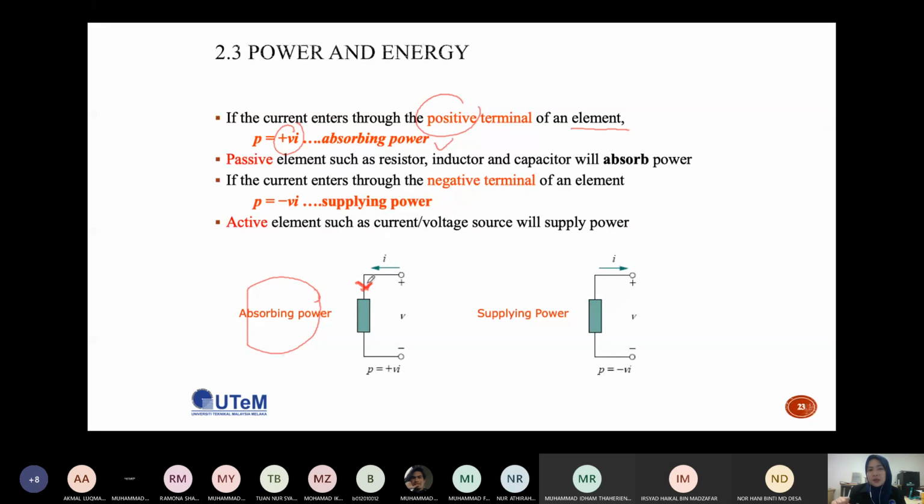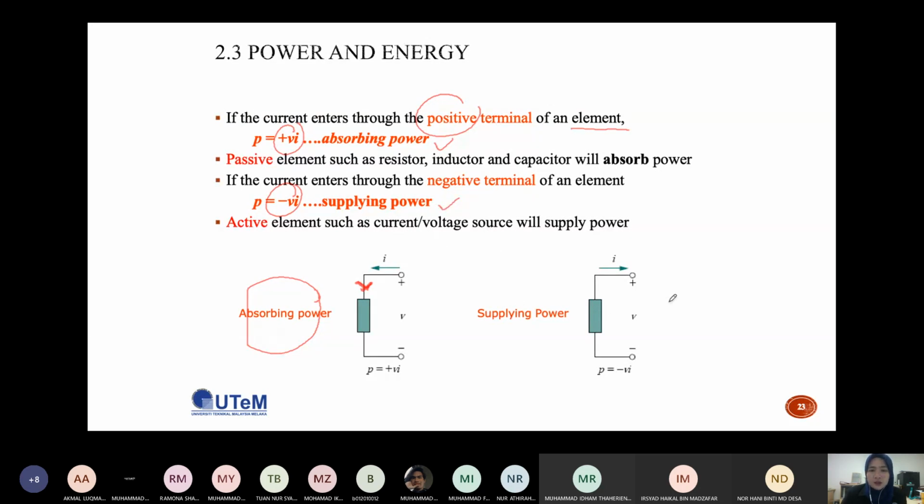Okay. Passive element, remember what is a passive element, what is an active element? We already discussed it in last week's lecture. A passive element is an element that cannot generate its own power. Examples are the resistor, the inductor, and the capacitor. All of these passive elements will absorb power. The second one: if the current enters through the negative terminal of an element, the power is negative and it is called supplying power.